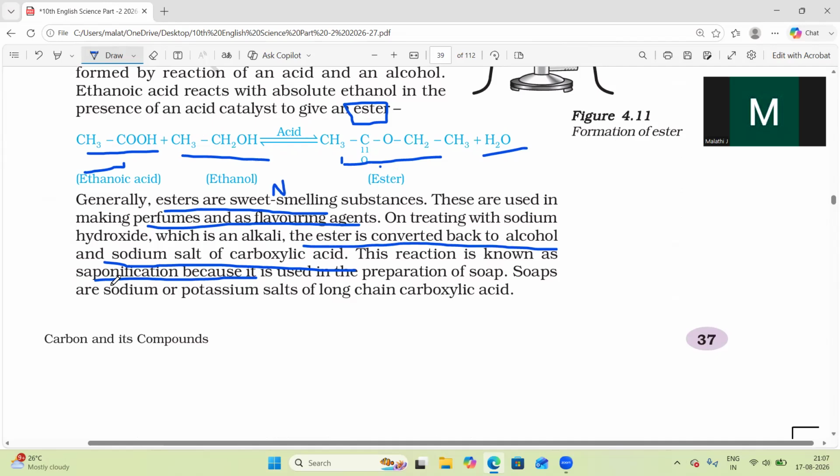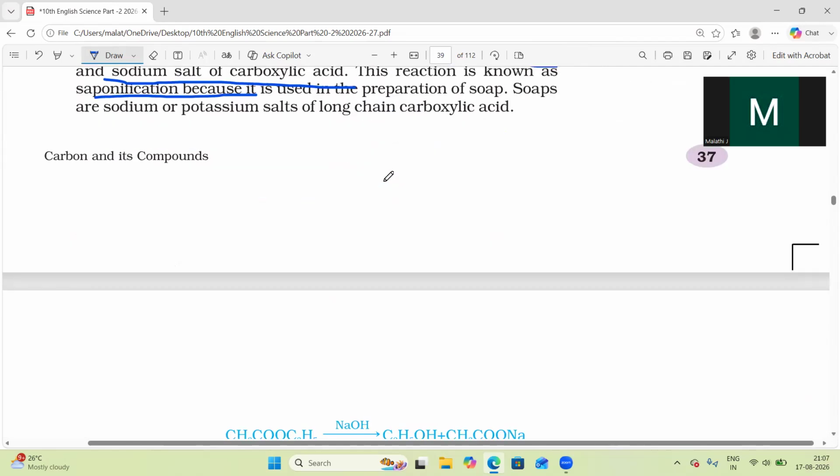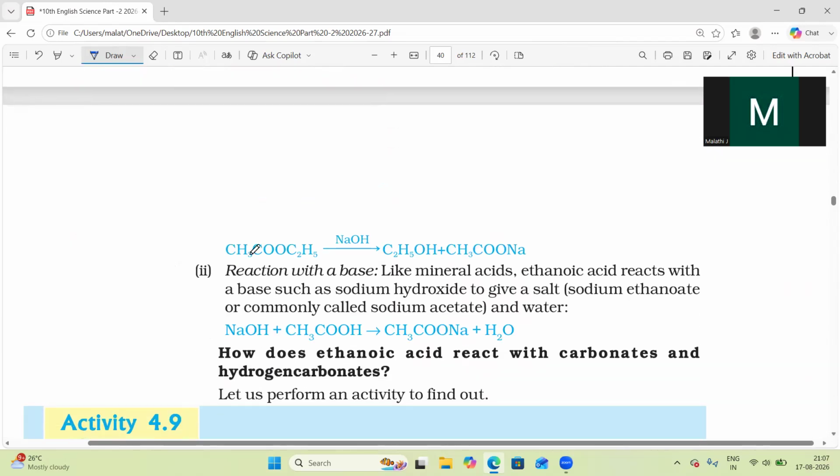This saponification reaction is very important. What we have to do is take the ester. See here if you observe, we have to take an ester, then add NaOH, and we will get ethanol and sodium acetate here. So we get the reaction back.